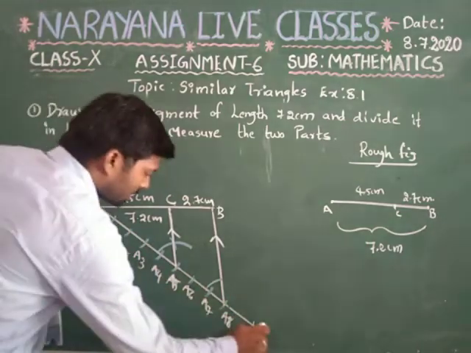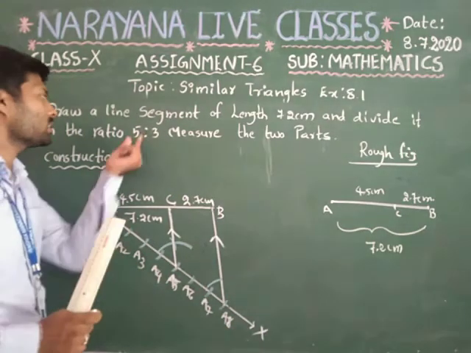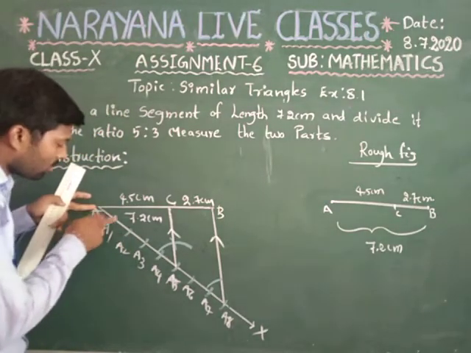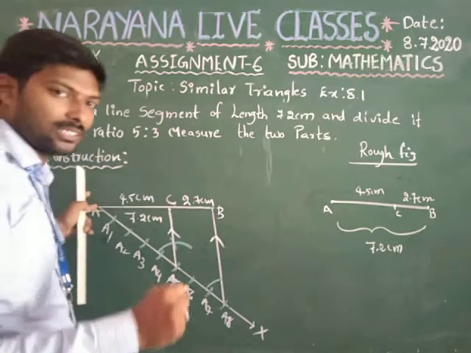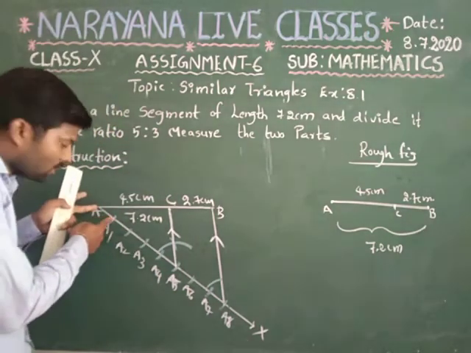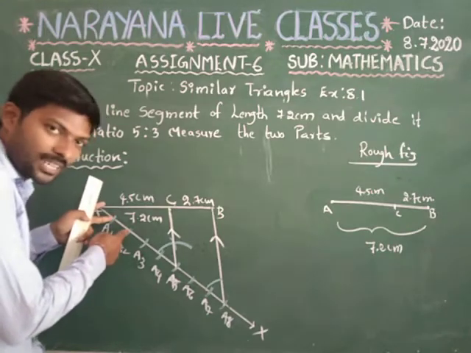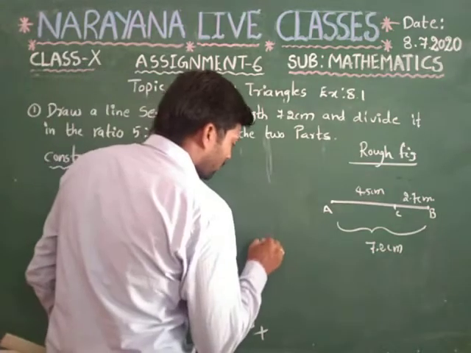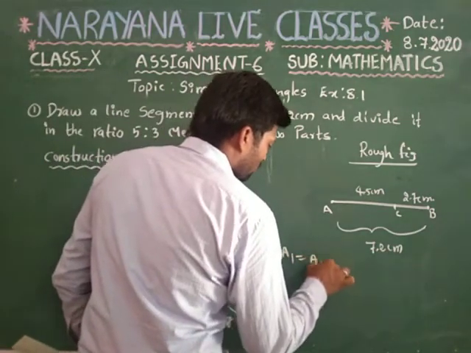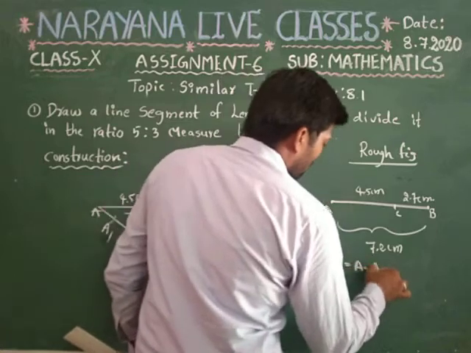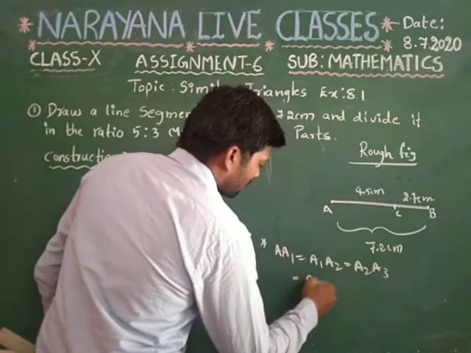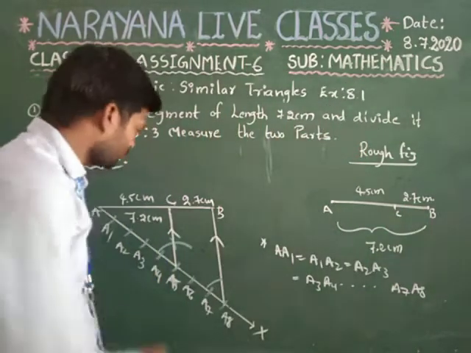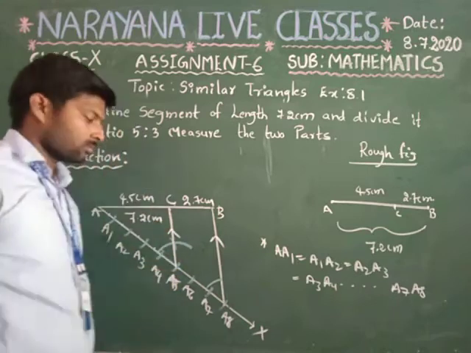After that we have to divide this ray AX into totally 8 parts, such that 5 plus 3 is equal to 8 parts. So take point A as a center and draw an arc with some radius, of any length. Without changing that radius, draw one more arc from point A1 as a center. Similarly, A2 as a center, A3 as a center, such that A1 is equal to A1A2 is equal to A2A3 is equal to A3A4 and so on up to A8. Each and every length must be equal.